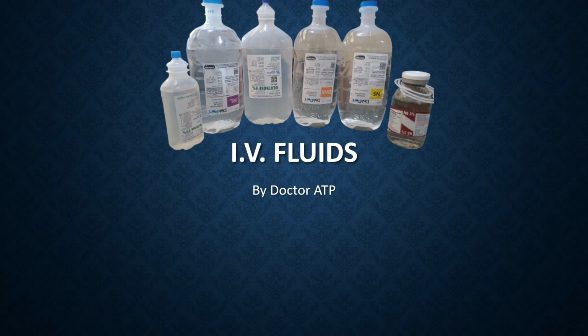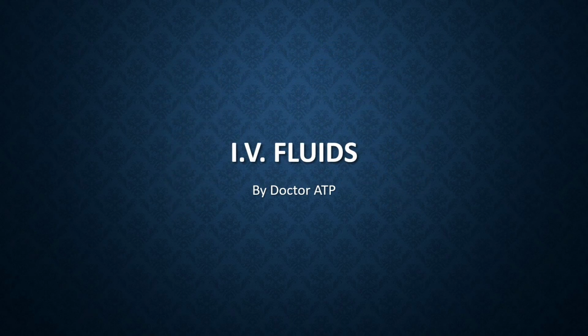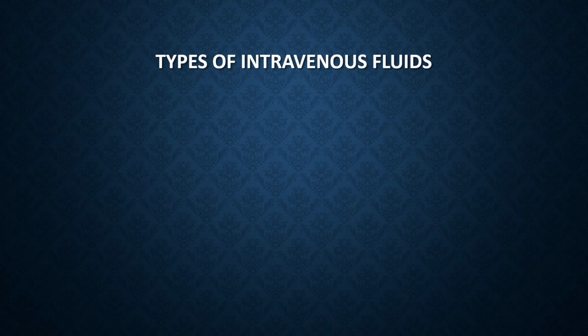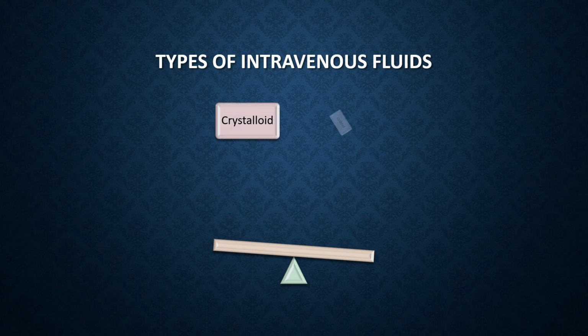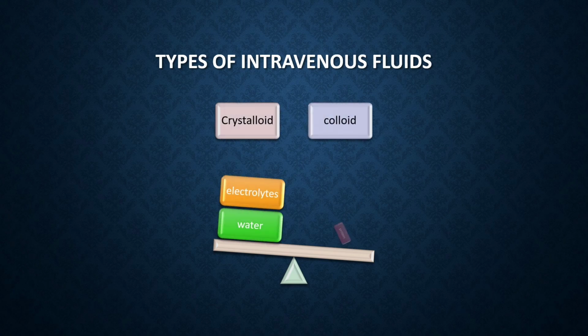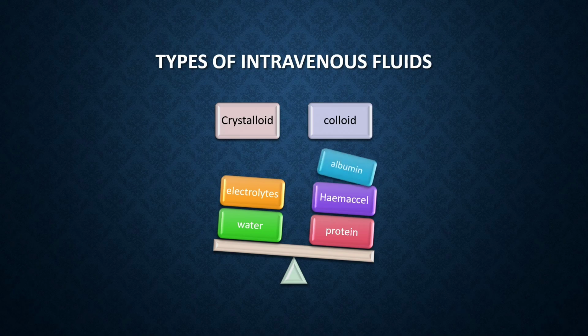Hello friends, let's learn about intravenous fluids, IV fluids. The types of intravenous fluid are: the first one is the crystalloid and the second one is the colloid. The crystalloid contains water and electrolytes, and the colloid mainly contains protein and high molecular weight molecules. Examples are Haemaccel or albumin.